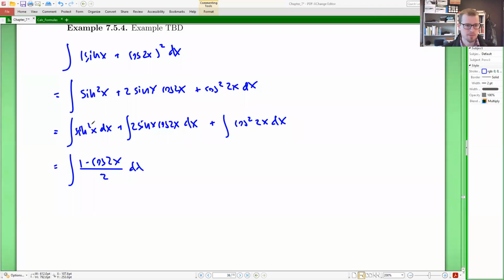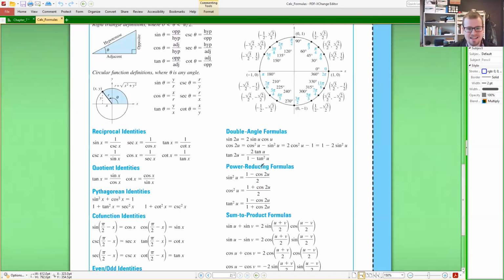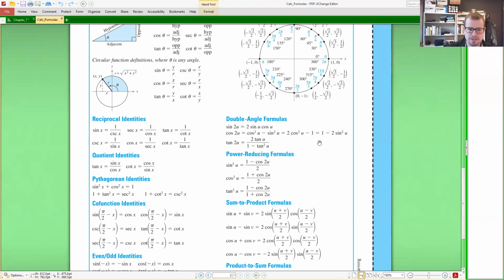All right, so we were able to reduce the power here, and we want to reduce the power here as well. But before I get to that one, let's work with this middle piece. We've seen an integral like this one before, and what we can recognize is that we have product to sum formulas.